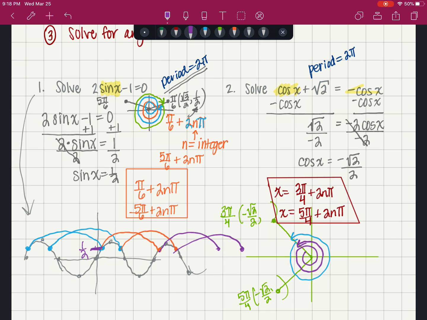So that's why we have to take that standard period into account, because we're going to be at that same exact y value, that same exact output, every 2 pi later. So every horizontal period length will end up in that same exact location.